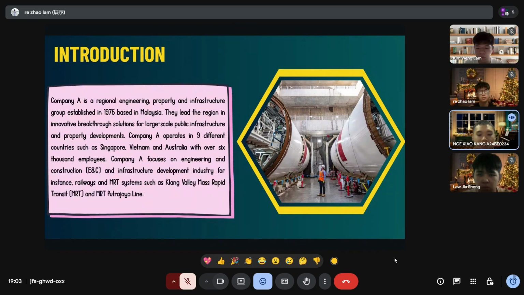Okay, next. Here's some introduction about these two particular companies. Company A is Regional Engineering, Property and Infrastructure, established in 1976 and based in Malaysia. They lead the region in innovative breakthrough solutions for large-scale public infrastructure and property development. Company A operates in 9 different countries such as Singapore, Vietnam, and Australia with over 6,000 employees. Company A focuses on engineering and construction, E&C, and the infrastructure development industry, for instance, railway and MRT systems such as Klang Valley Mass Rapid Transit and the MRT Putrajaya Line.